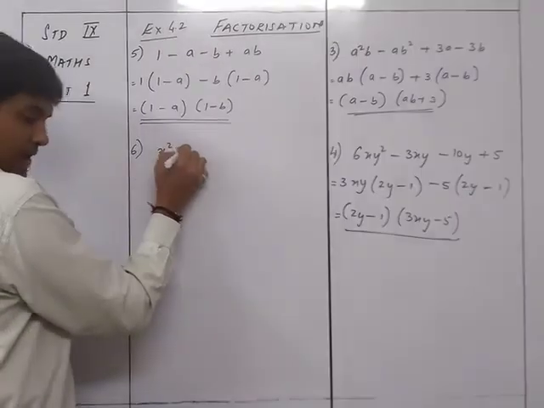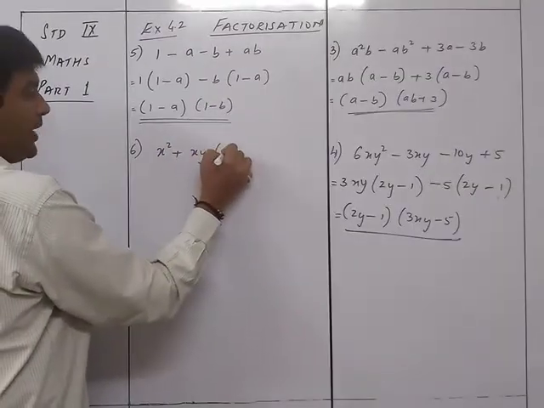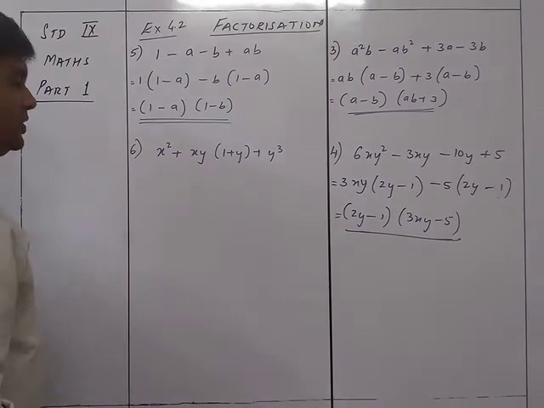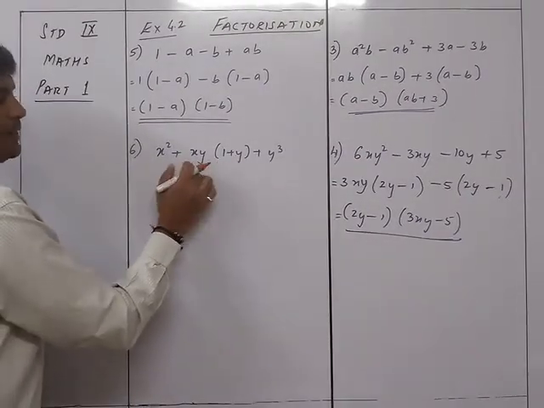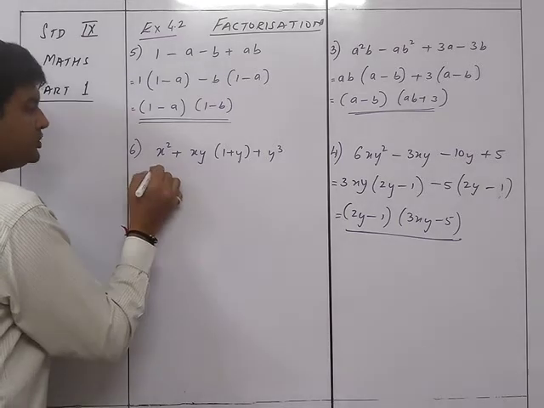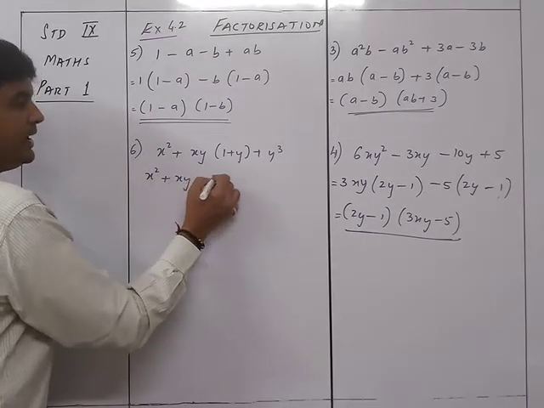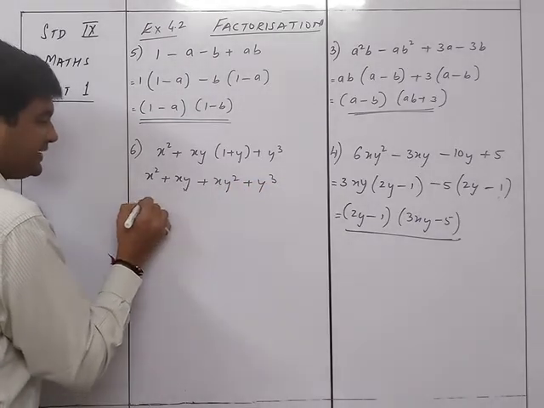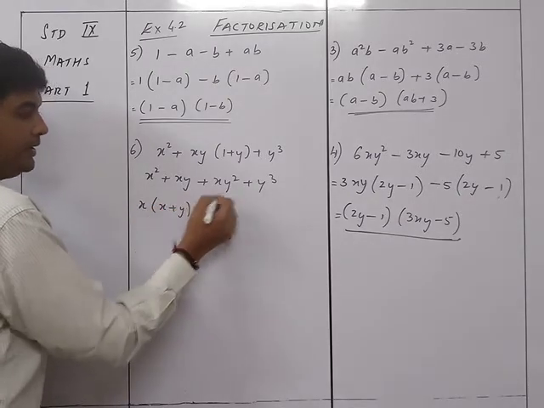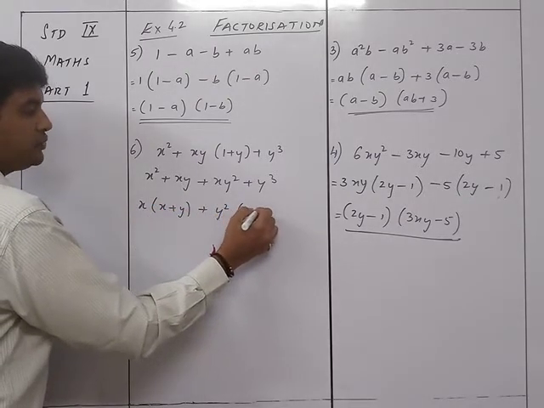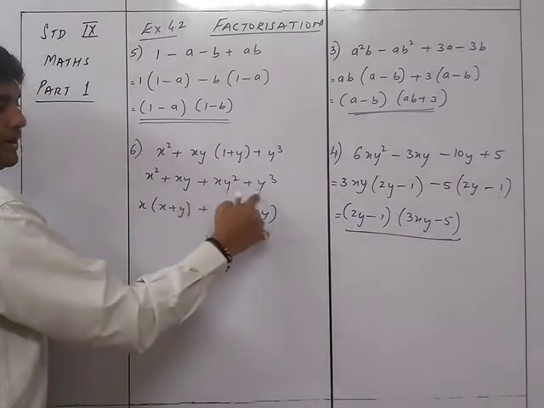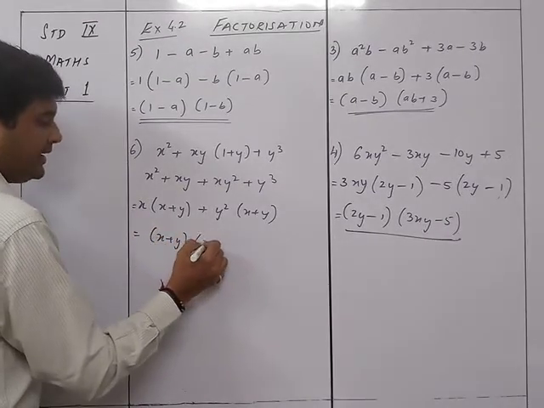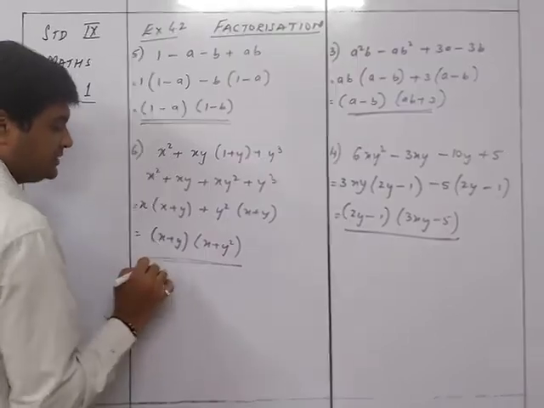That is x square plus xy into 1 plus y plus y cube. Since you do not have anything common, it's better that you multiply these two and convert it into 4 terms. So it will be x square plus xy plus xy square plus y cube. Now you can take out common between these two. So you get x common, it will be x plus y. Here you will get y square common. You get x plus y. Got it? So here x plus y is common. So that gives you x plus y bracket x plus y square. So that is sum number 6.